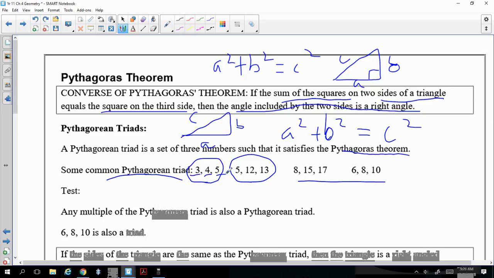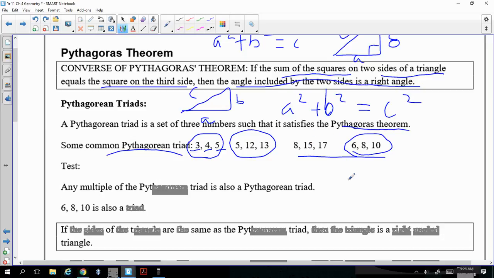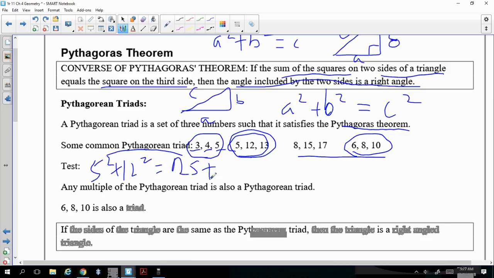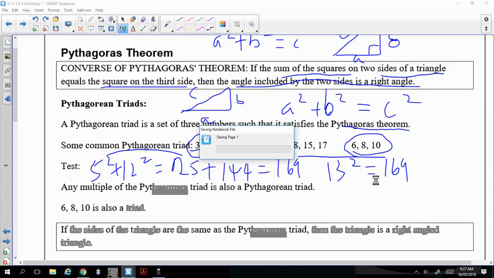Now, how do I test this? Let's say I test this one. 5 squared plus 12 squared equal to 25 plus 144 equal to 169. And if I do 13 squared, it's also 169, so it's a triad. So if the squares of the 2 smaller sides add up to the square of the third side, then it's a right angle triangle or Pythagorean triad. Okay. All right, now let's use that to do example 30.